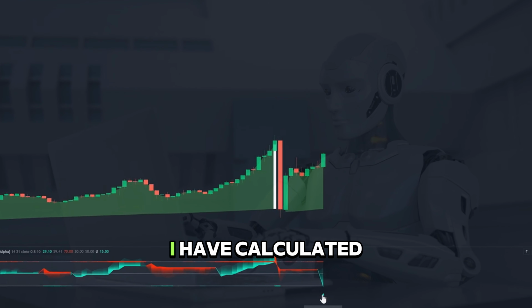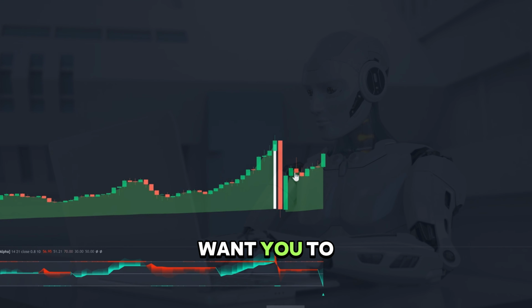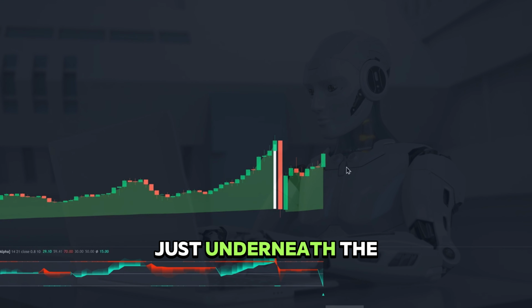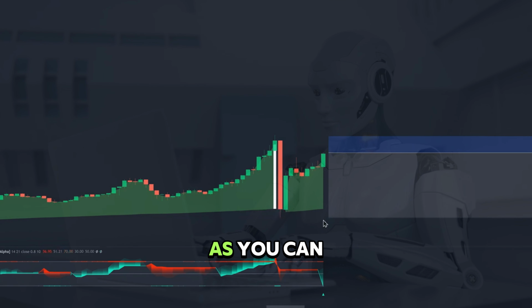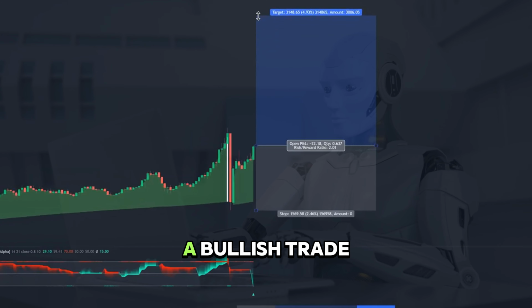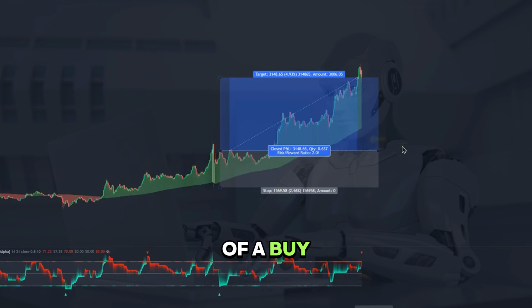For this strategy I have calculated that we can go for a higher profit target than normal. So what I want you to do is place your stop loss just underneath the most recent swing low and target a 1-to-2 risk-reward ratio. As you can see, here is a perfect example of a bullish trade going straight to TP. Let me show you another example of a buy trade.